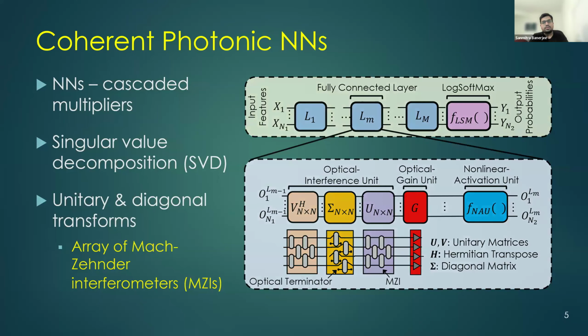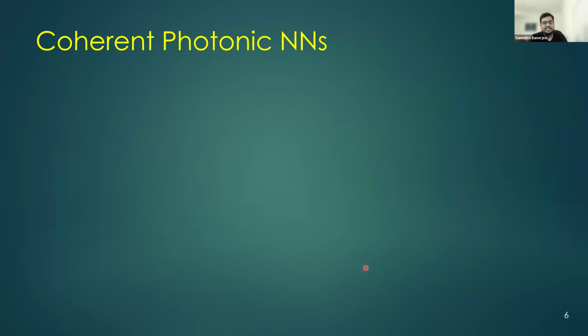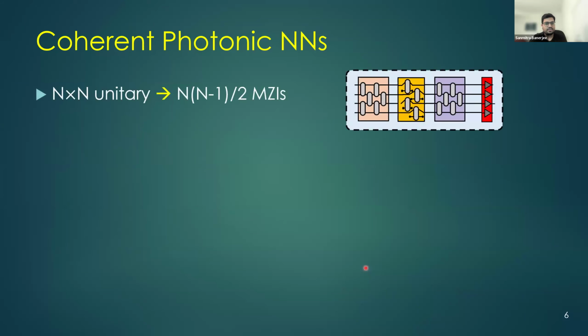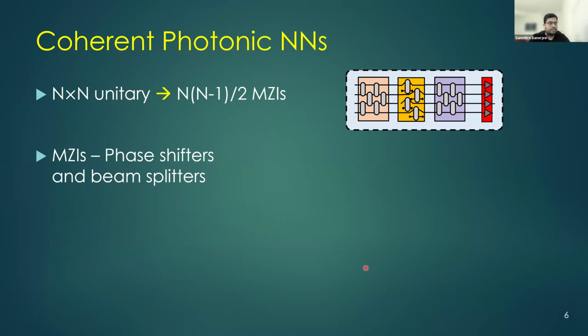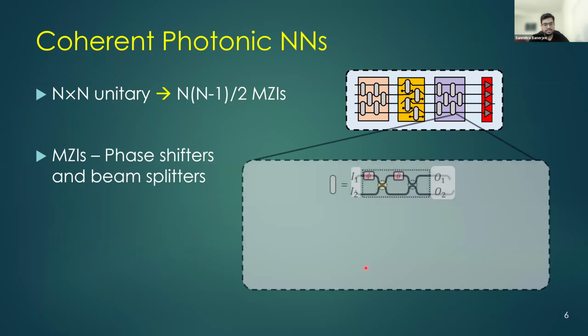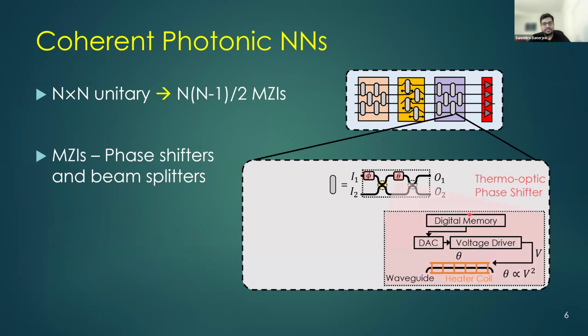Let's take a look under the hood at what is inside these MZIs. As we discussed before, for an n-cross-n unitary matrix, we need n choose 2 MZIs. Each MZI consists of two main components, phase shifters and beam splitters. Here we have two phase shifters with phase shifts of theta and phi, and two beam splitters within these dashed circles. In each phase shifter, some phase shift is applied to the optical signal going through that waveguide.